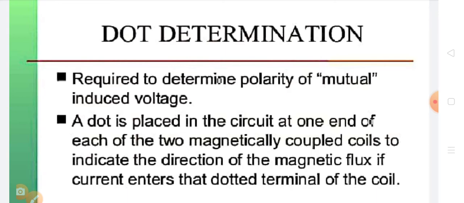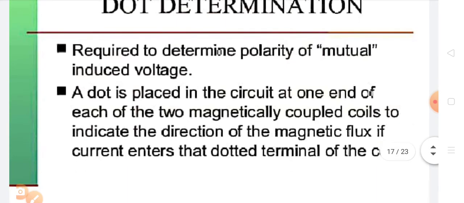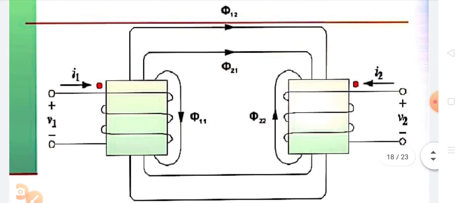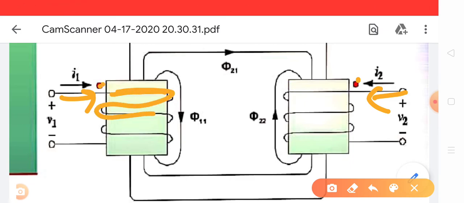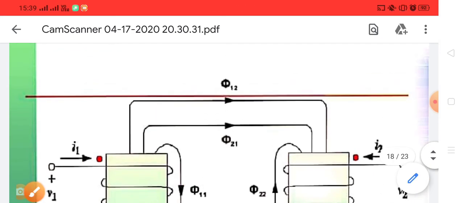So what does the dot mean? Here one dot is placed in a circuit at one end of each of the two magnetically coupled coils to indicate the direction of the magnetic flux if the current enters that dotted terminal in the coil. In these two coils, with the two current directions I1 and I2, there will be a dot representation. The flux will be flowing in this direction. In this coil the flux will be produced in this direction. So based upon this we have different flux directions.